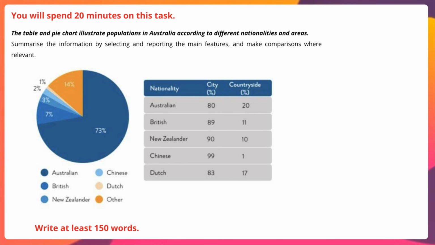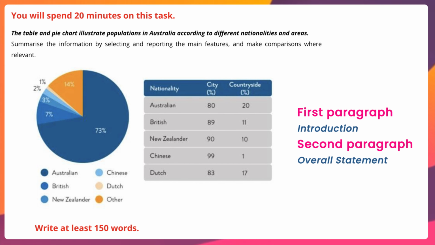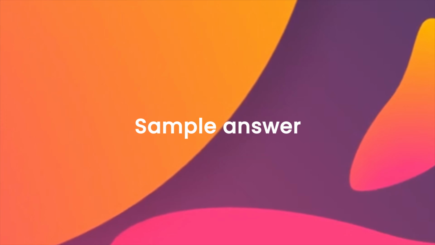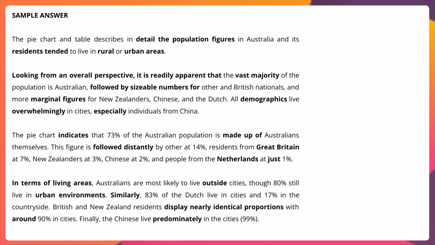Let's look into the question task again. As I said, this question task will contain two different types of graphs. Here we have a pie chart and a table chart. So the structure would be first paragraph where you will describe the introduction. The second paragraph will talk about the overall statements, taking one from the pie chart and the other one from the table chart. The third paragraph will describe the pie chart and the fourth paragraph will describe the table chart. Here you can see the sample answer, and in the sample answer I have clearly mentioned the paragraphs as I explained it before.